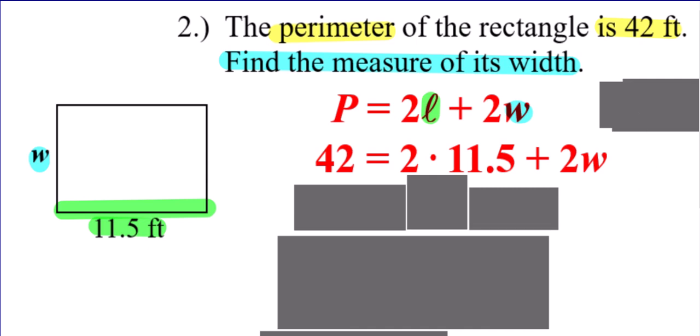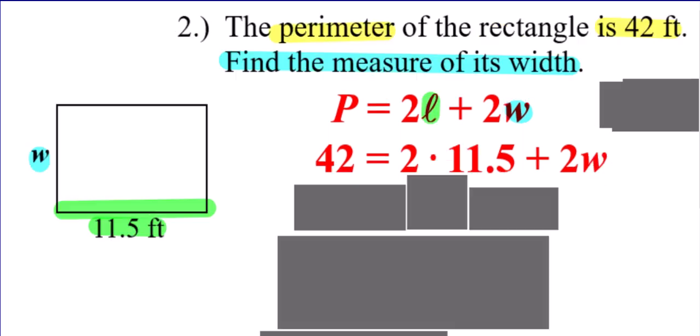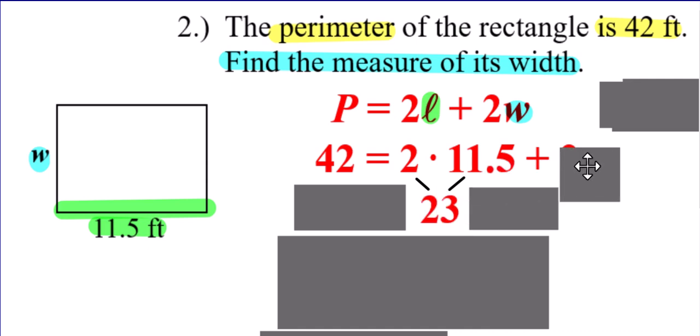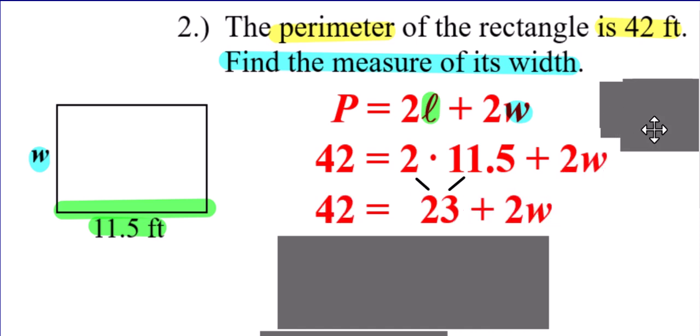Okay, on the last problem, we were able to take 2 times 51. On this problem, you can see we can take 2 times 11.5. So what is 2 times 11.5? Well, 2 times 12 would be 24. So this is just a little bit less. This is going to be 23. Bring everything else down. So the 42, the equal sign, the plus, the 2W, bring all that down.